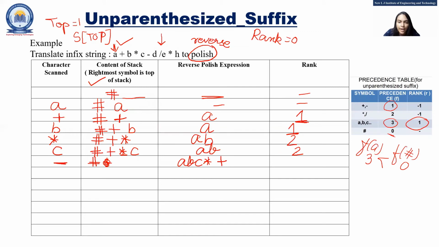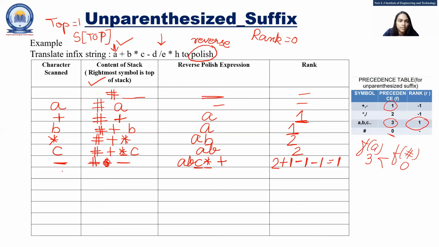So what will be the rank? It was initially 2. On adding C, rank becomes 4. On adding star, rank again becomes -1. So again, it will be becoming 2, right? So 2 plus on adding C, it is 1. On adding star, it is -1. On adding plus, it is -1. So 2 plus 1, 3. -1, 2. -1, 1. So now this is 1. And we are pushing minus on the top of the stack.